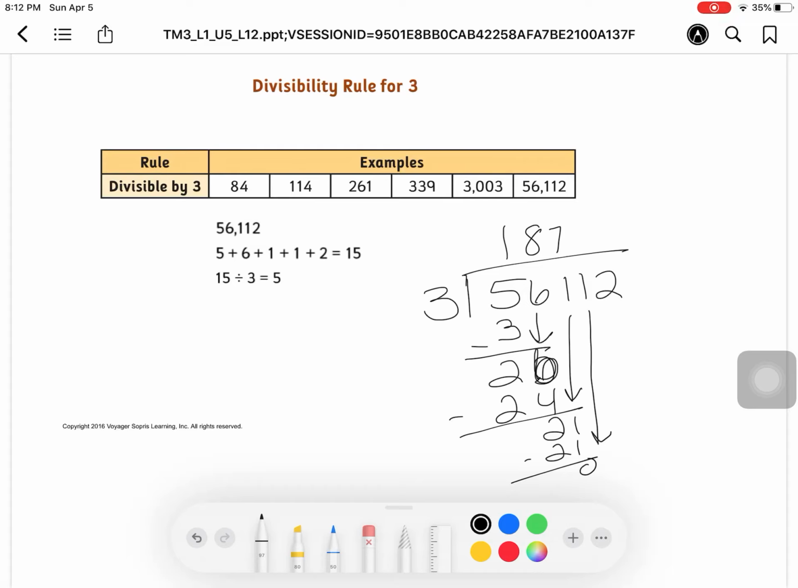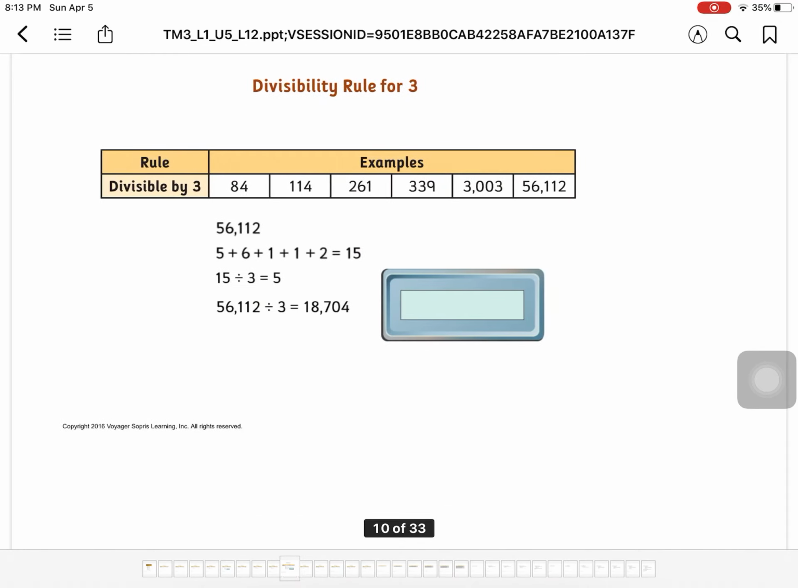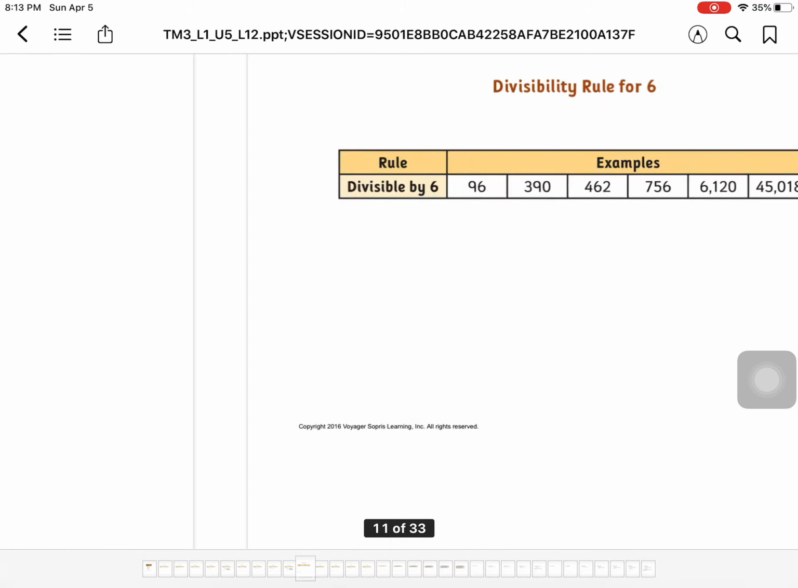I'm going to run out of room. Bring down my 1. 3 will not fit into just 1, so I have to put my placeholder here. I got to put a 0, and 3 times 0 is 0. I'm going to subtract, and I get 1, and then I'm going to bring down this 2. How many 3s will go into 12? I know 3 times 4 is 12, and that will give me 0. Sorry, it was a little lopsided going down. So my answer for this one would be 18,704. All right, and that's the same answer they get when they put it into the calculator.